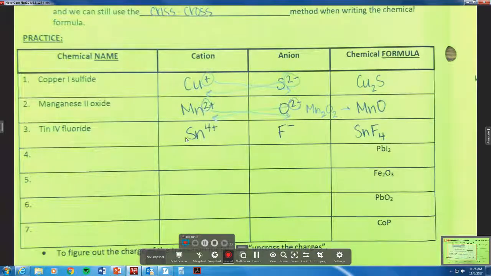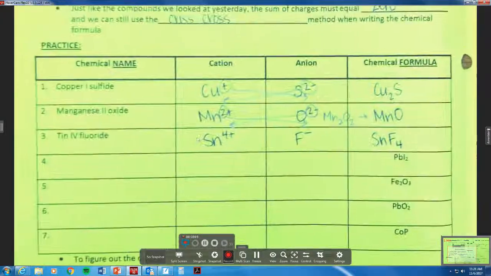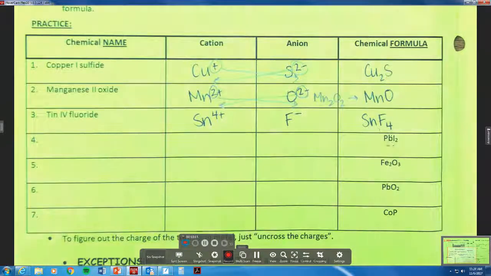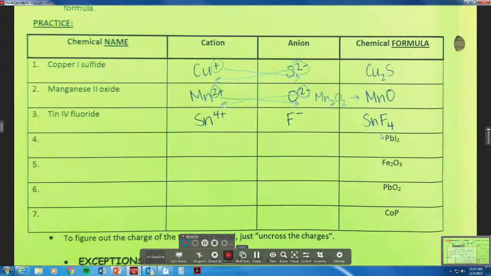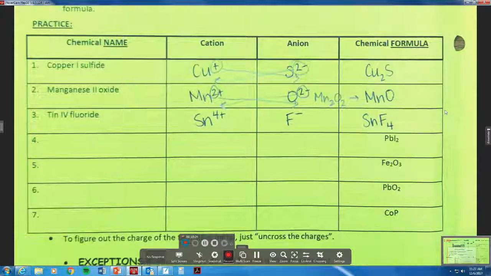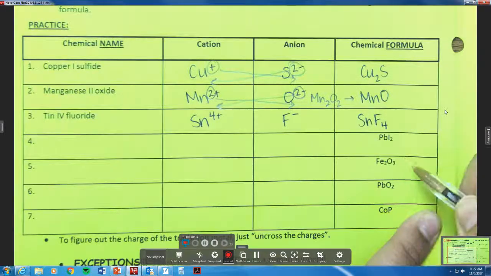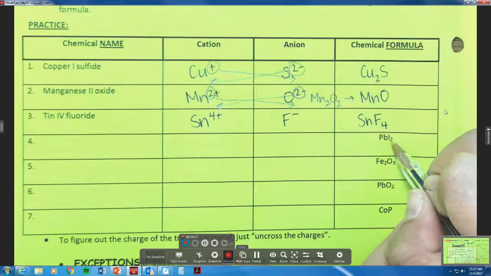Okay, so now we're doing the opposite. We are going from the formula to the chemical name. This is where it kind of gets a little tricky, and you'll see why in just a second. Again, you're still going to identify what your cation and anions are. Now we're going to do the reverse of the crisscross. Now our subscripts are going to become the charges for the opposite element.